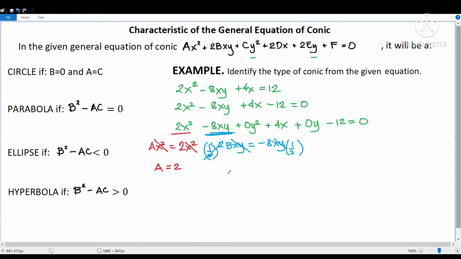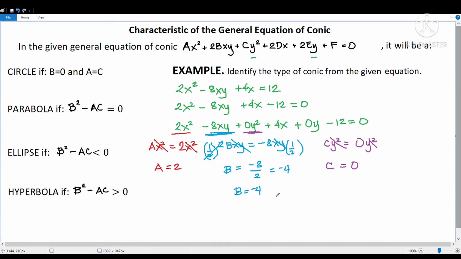The left side will become b, and the right side will become negative 8 over 2, which is equal to negative 4. So b is equal to negative 4. And for our c, we have cy squared to be equated by 0y squared here. So we have to eliminate y squared, and c is equal to 0.